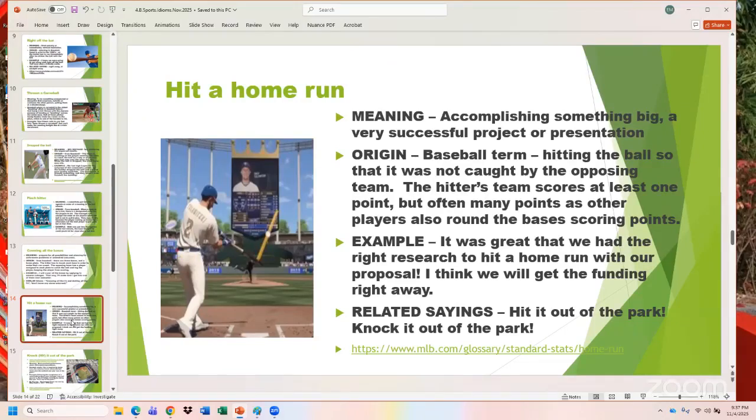Example, it was great that we had the right research to hit a home run with our proposal. I think we will get the funding right away. Related sayings, hit it out of the park, knock it out of the park.